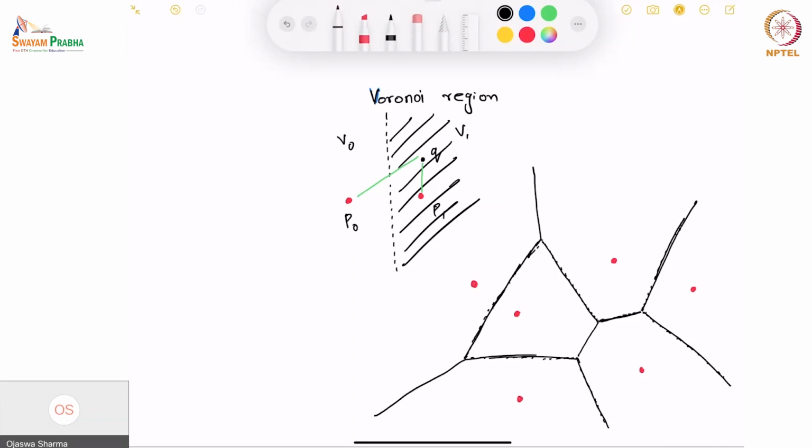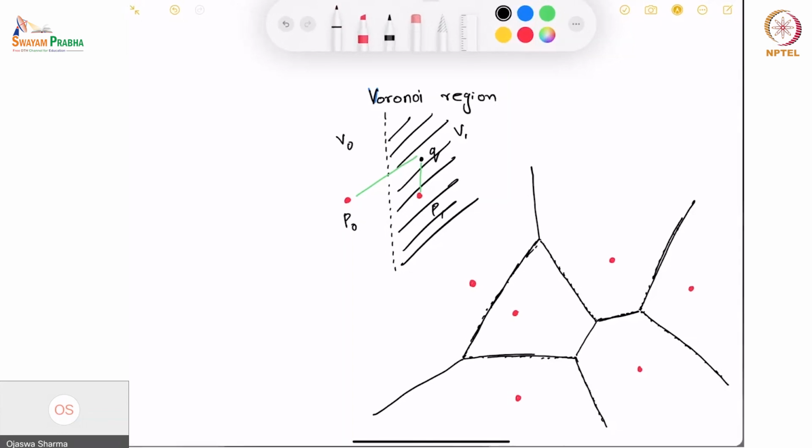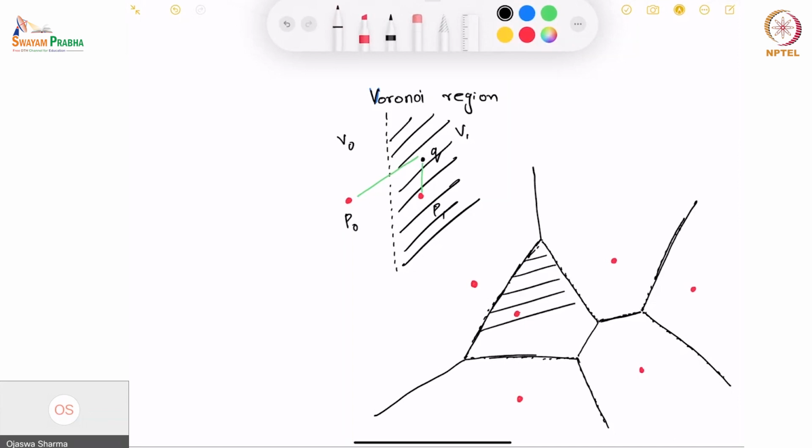If I consider any tile, let's say the central tile here, any point in this tile is closer to its seed, or its generator point, than it is to any other. So in that sense, this distance is shortest among all the distances. That's the property of a Voronoi diagram. So that's the Voronoi tile.